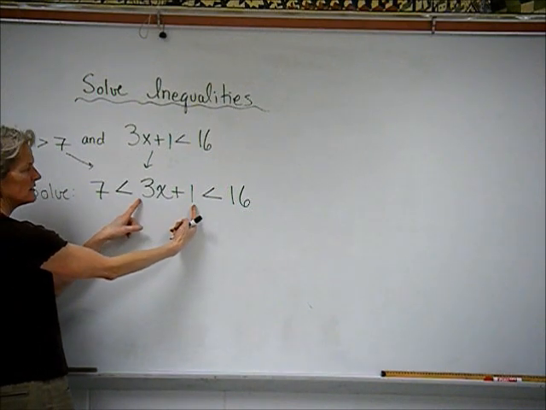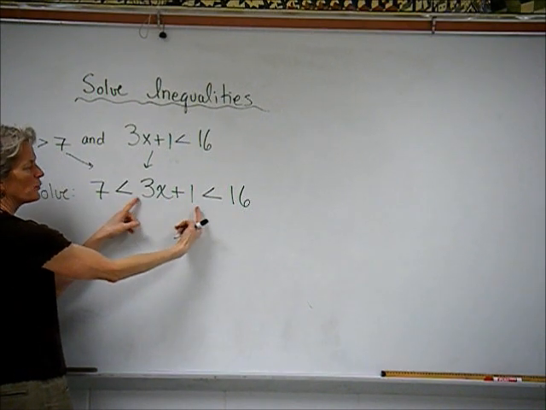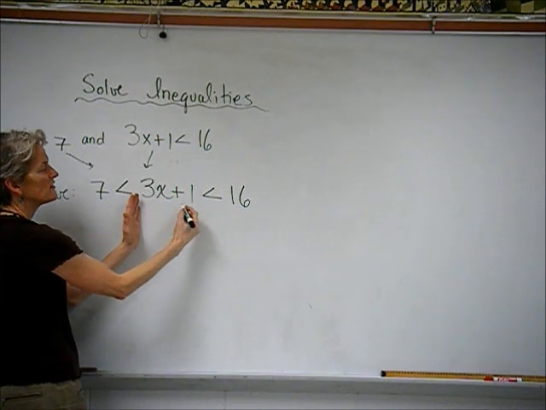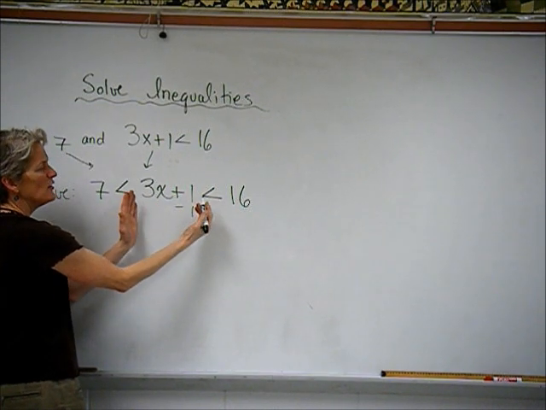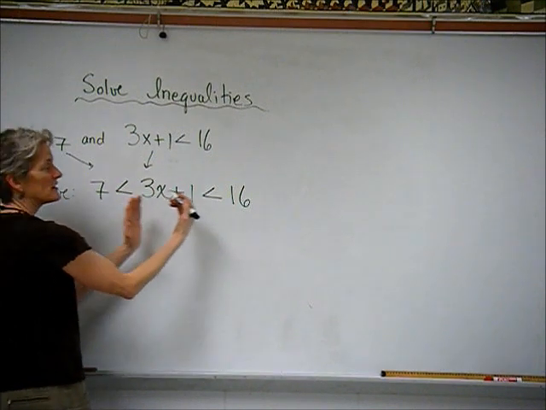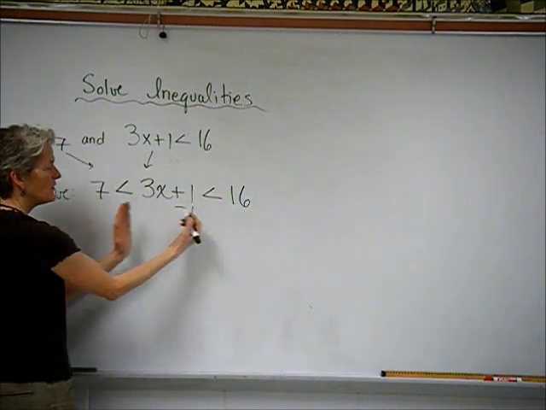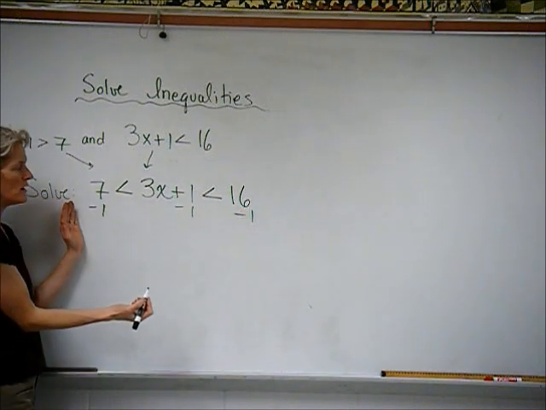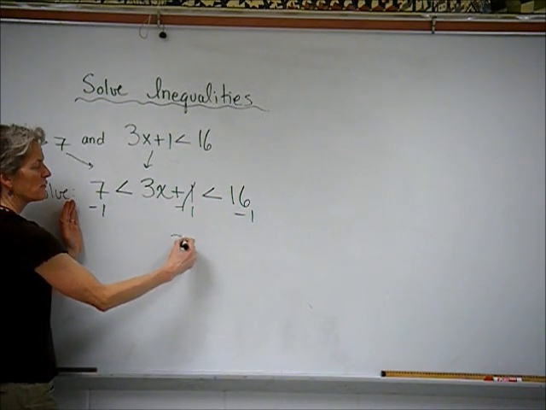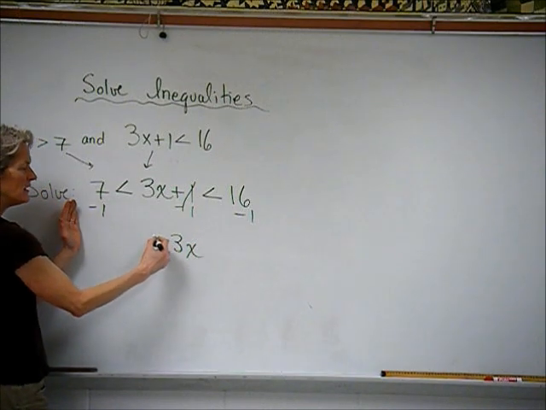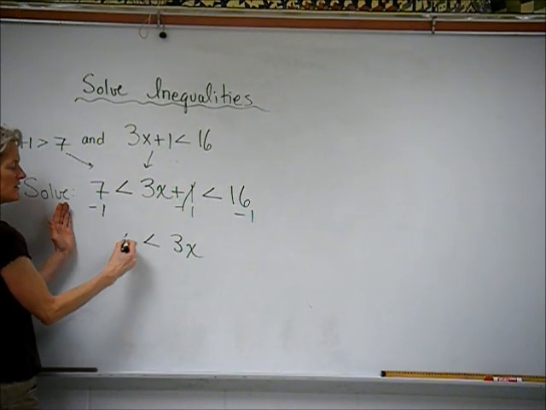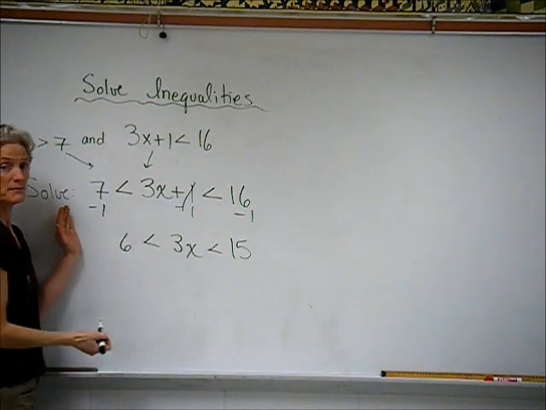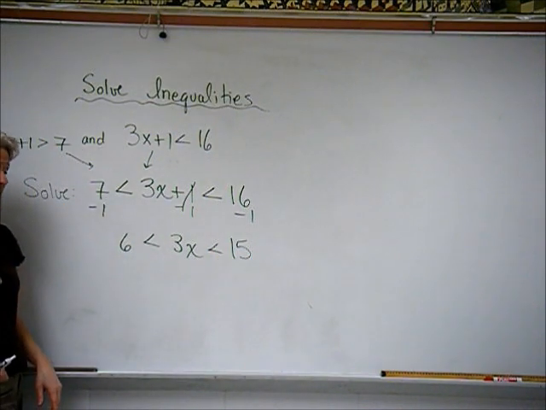So let's look here. 3 times x plus 1. Let's work from the outside in. Let's get rid of that plus 1 first. That's usually the easiest way to go. So now I have three sides, basically. So if I'm subtracting 1 from there, I have to subtract 1 from here and subtract 1 from here. You see how that works? All right, I have 3x by itself in the middle. 7 minus 1 is 6. 16 minus 1 is 15. So far, so good?